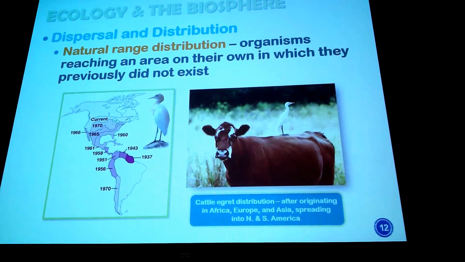Migration, somehow they were able to migrate all the way from Africa over to South America. Maybe there were some good winds. Maybe it was a storm that blew them way off course. They've settled over here and they've done quite nicely. So that's natural range distribution. They do it on their own.